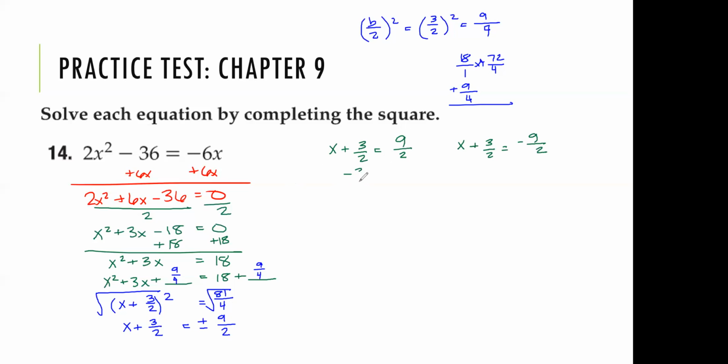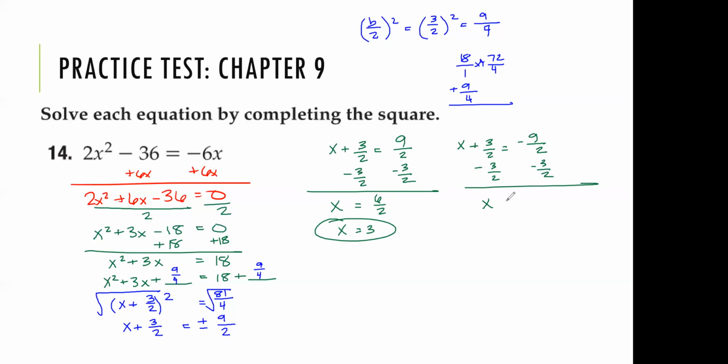So I'm going to subtract 3 over 2 for this equation. So x equals 9 over 2 minus 3 over 2 is 6 over 2. 6 divided by 2 is 3. So x equals 3 here. And then I would subtract 3 over 2 here. So I've got x equals negative 9 minus 3. Add the opposite. That's negative 12 over 2. And negative 12 divided by 2 is negative 6. Okay, so those are my two solutions there. All right.